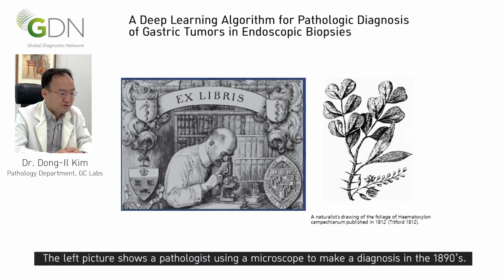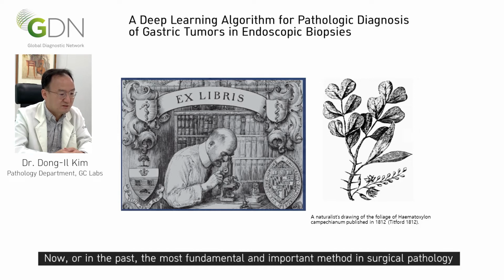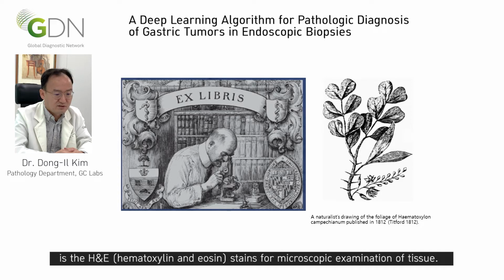The left picture shows a pathologist using a microscope to make a diagnosis in the 1890s. The right one is a tree from which hematoxylin is extracted, growing in the Caribbean area. Now, as in the past, the most fundamental and important method in surgical pathology is H&E staining for microscopic examination of tissue. Pathologists feel the changes have been slow in the field of surgical pathology, but there has been a significant advance in molecular pathology.